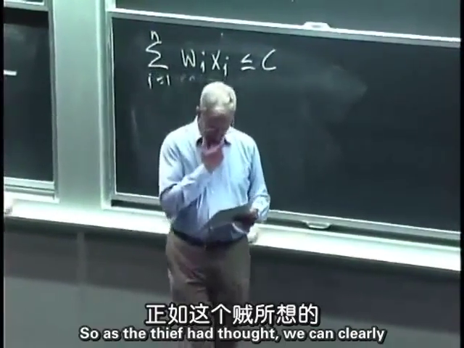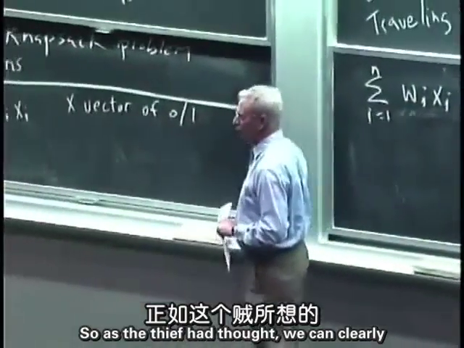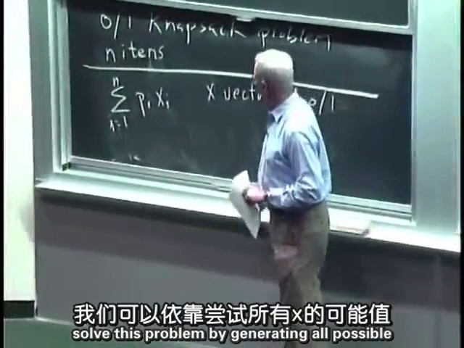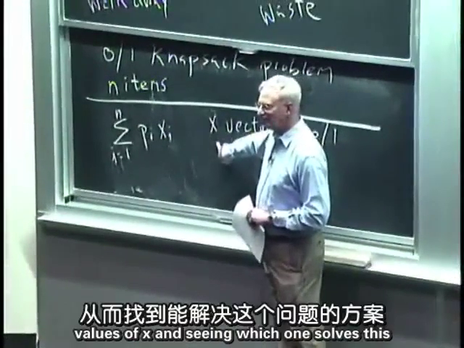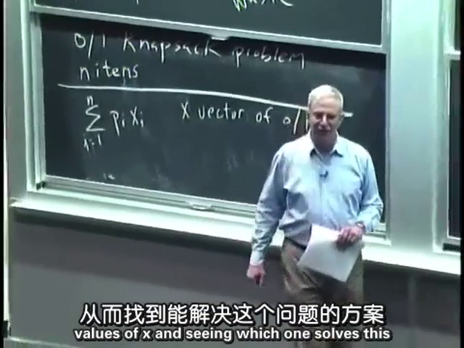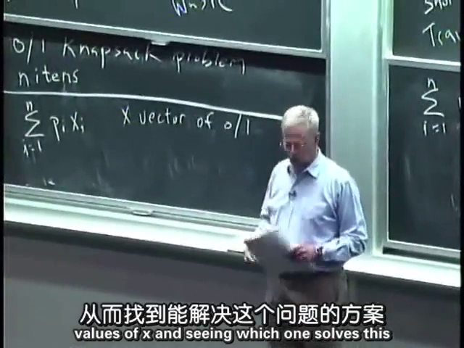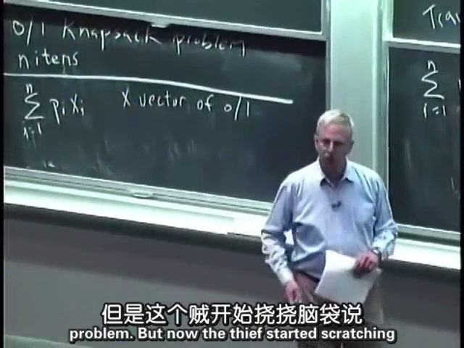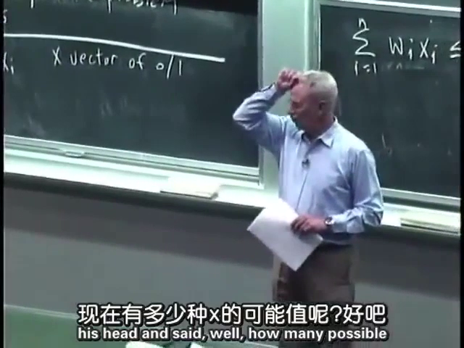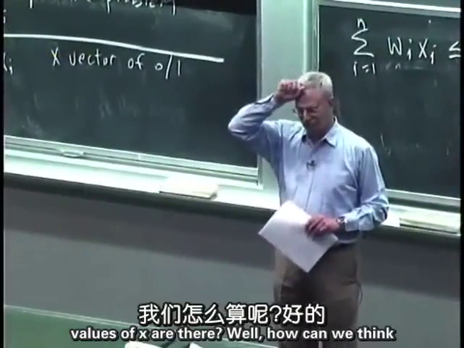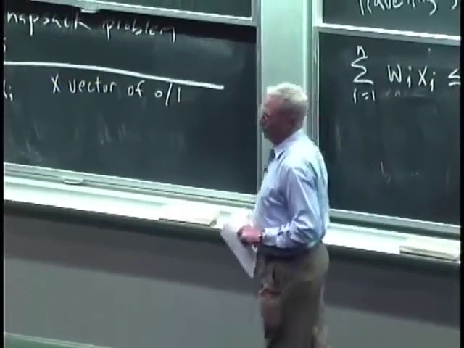Great. All right. So as the thief had thought, we can clearly solve this problem by generating all possible values of x and seeing which one solves this problem. But now the thief started scratching his head and said, well, how many possible values of x are there? Well, how can we think about that?